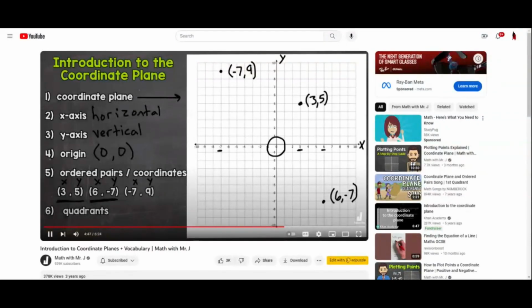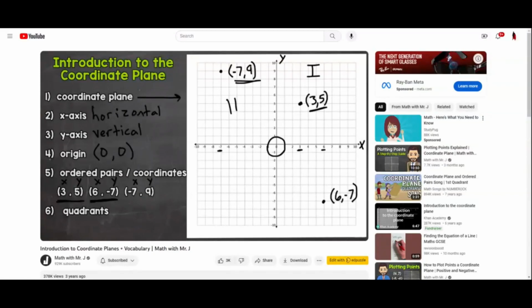Lastly, we have quadrants. Now, if you look at your coordinate plane there, you'll notice that we have 4 sections: top right, top left, bottom right. So this 3, 5 right here, this top fourth, this is considered quadrant 1. I'm going to use Roman numerals here. Now I'm going to jump to the left where -7, 9 is. This is considered quadrant 2. So -7, 9, that point is plotted in quadrant 2.